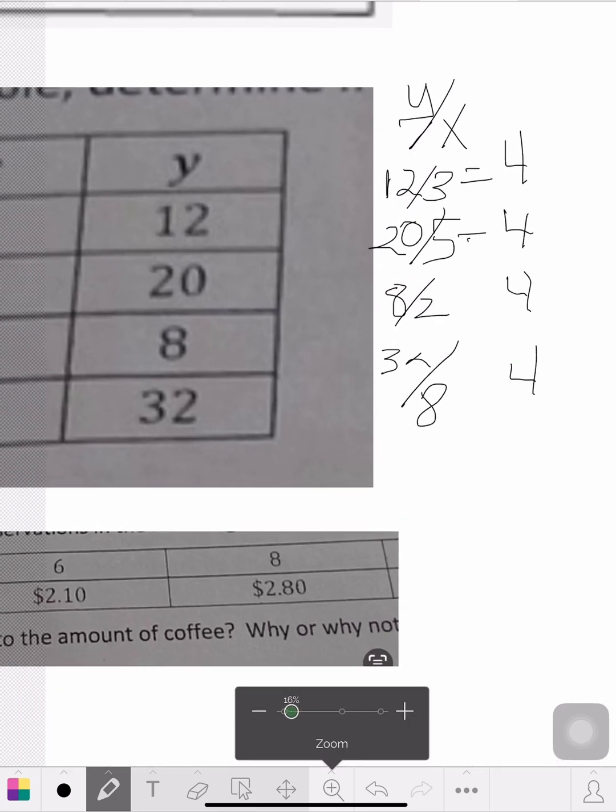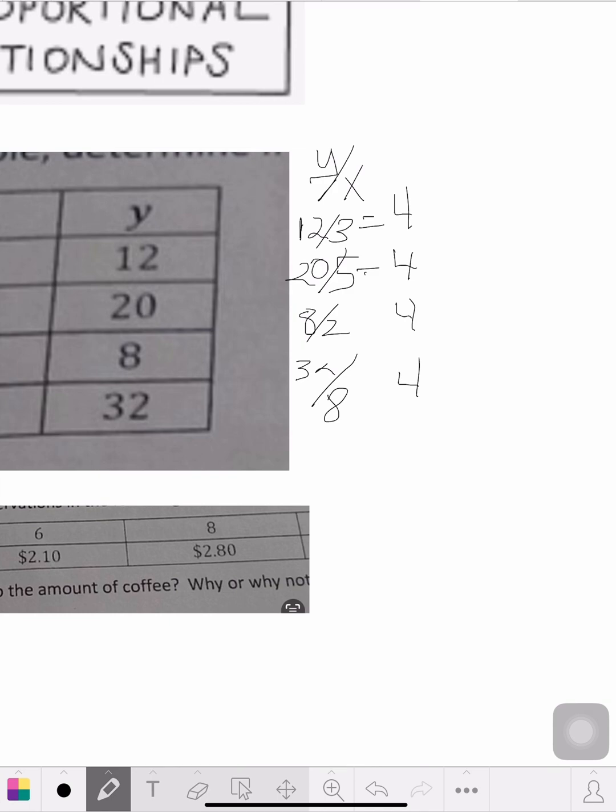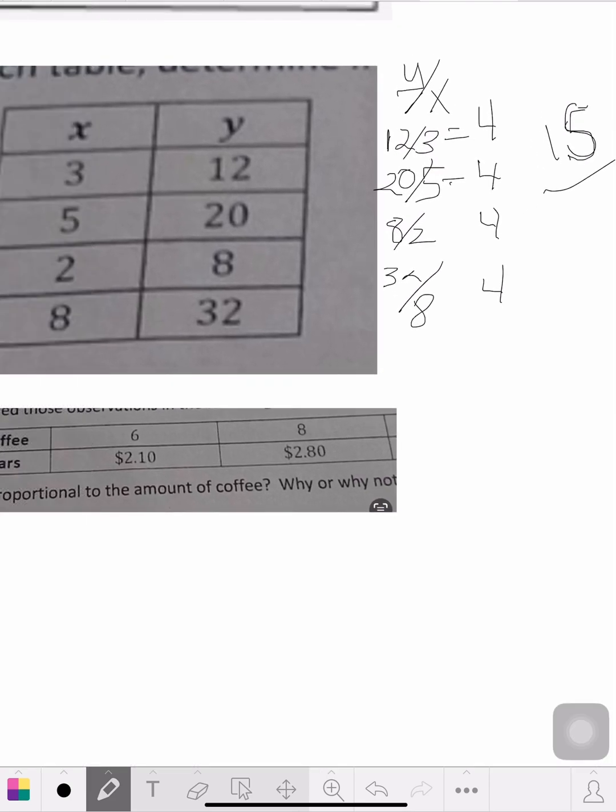So now let's see what we come out with. 12 divided by 3 equals 4. 20 divided by 5 equals 4. 8 divided by 2 equals 4. 32 divided by 8 equals 4. All of these equal the same thing. That tells you this is a proportional relationship. So it is proportional. And that was all there was to that. That was kind of easy, huh?